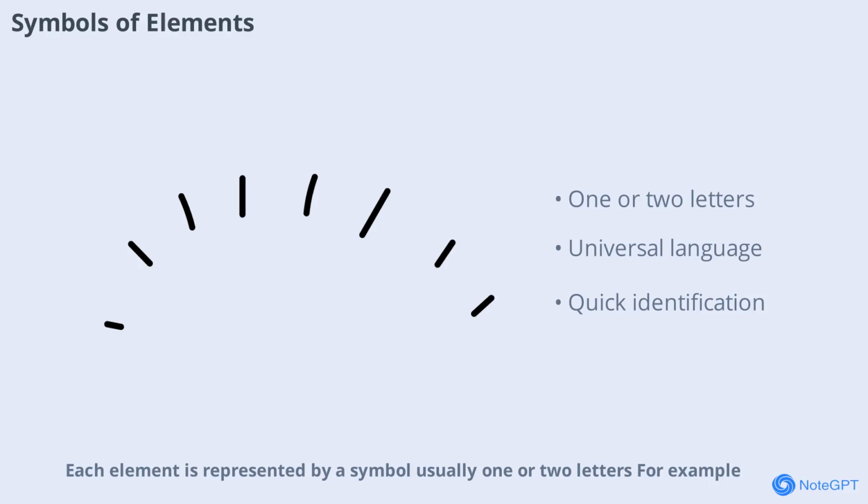Each element is represented by a symbol, usually one or two letters. For example, H stands for hydrogen, O for oxygen, and Na for sodium. These symbols are used worldwide, making it easy for scientists to communicate. Learning these symbols helps you identify elements quickly.